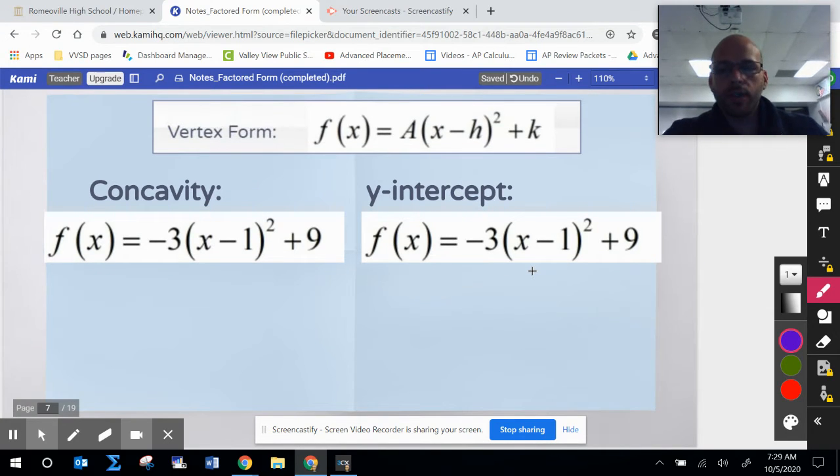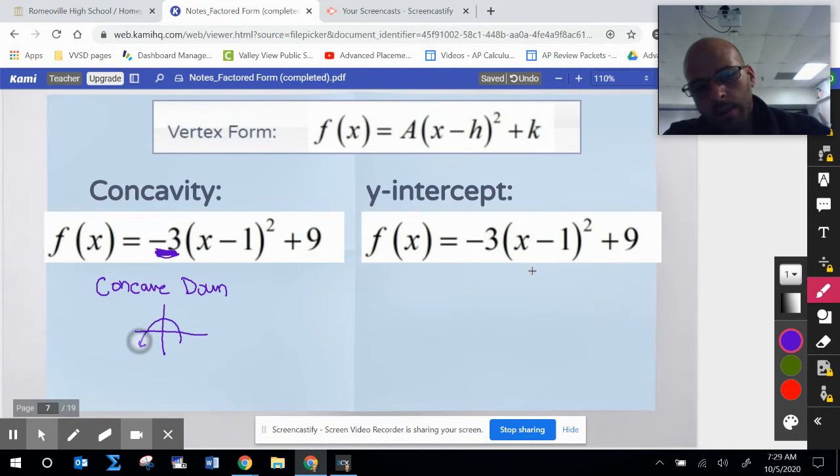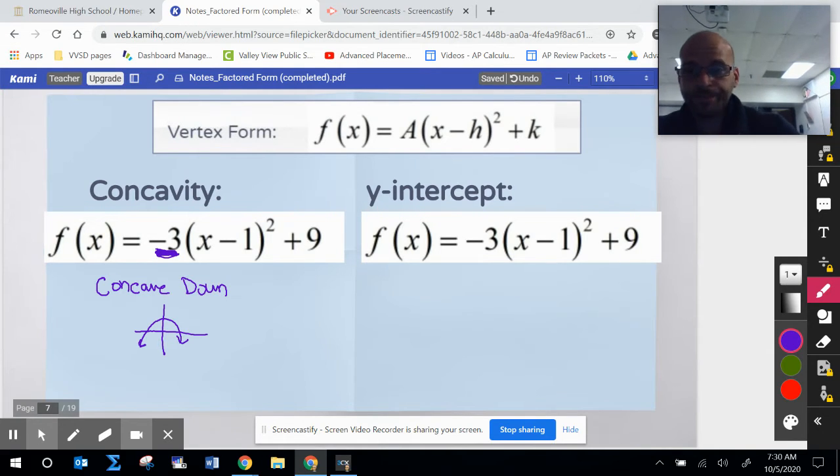So I have something in vertex form, and you can see that I have a negative leading coefficient. Because that's negative, I know that this is going to be concave down, or a parabola opening downward. So anytime you have a negative value, it's concave down. Anytime it's positive, it would be concave up. And the y-intercept, we can just set x equal to 0, just like we did for standard form.